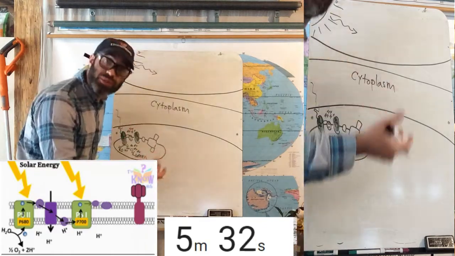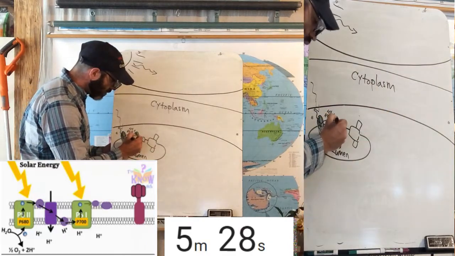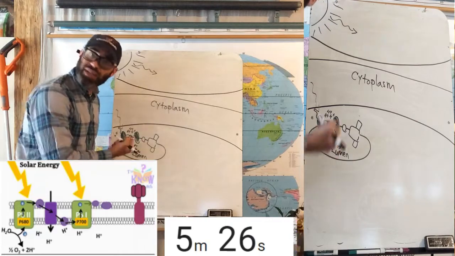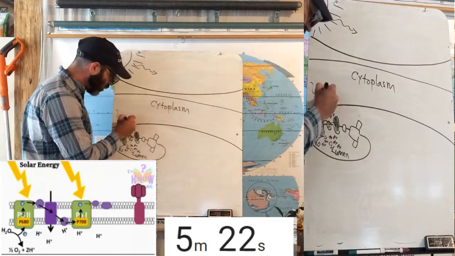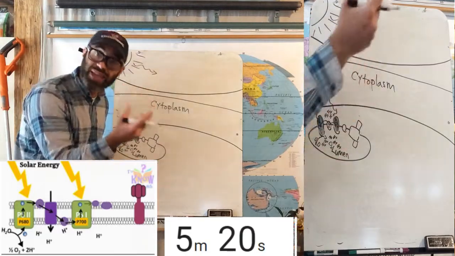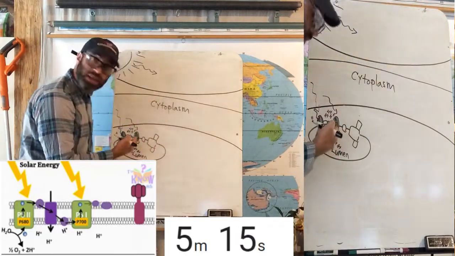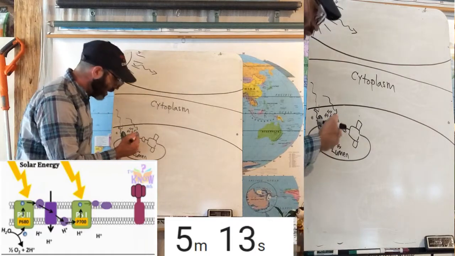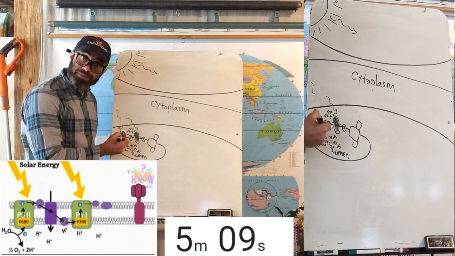As the electron moves, it loses a little bit of energy. So then it goes into photosystem 1. What color is photosystem 1? It's green, which means it has chlorophyll. What can chlorophyll do? Chlorophyll can take light energy and pass it on to an electron. This electron's excited again. What's it going to do? It's going to move. This is constantly happening.